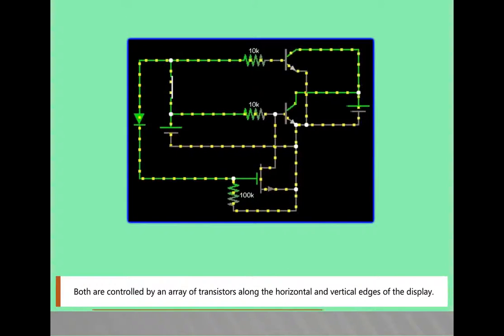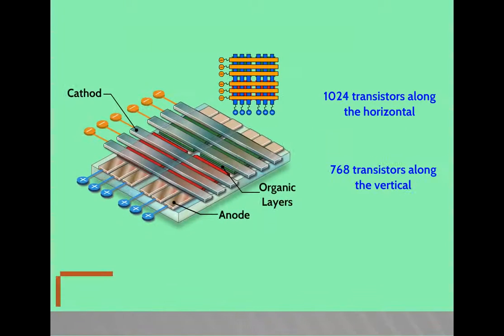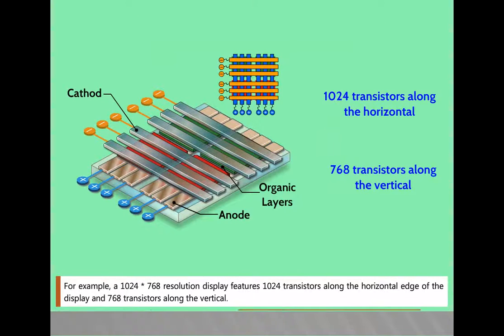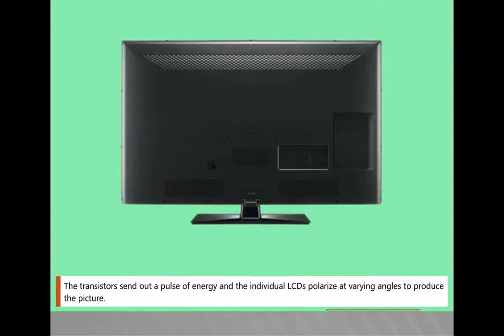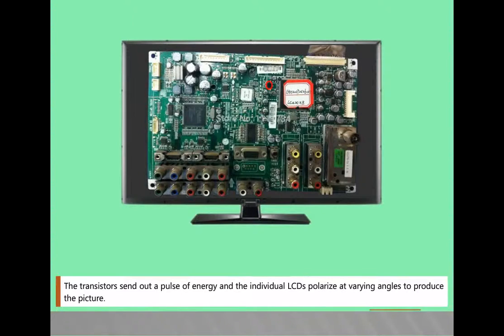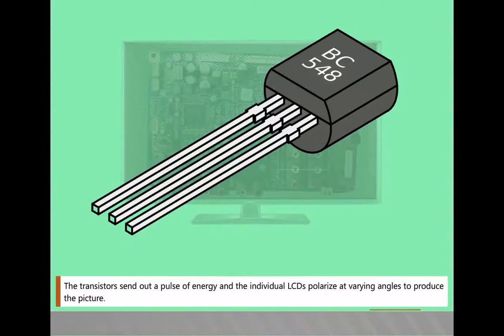Both are controlled by an array of transistors along the horizontal and vertical edges of the display. For example, a 1024 x 768 resolution display features 1024 transistors along the horizontal edge of the display and 768 transistors along the vertical. The transistors send out a pulse of energy and the individual LCDs polarize at varying angles to produce the picture.